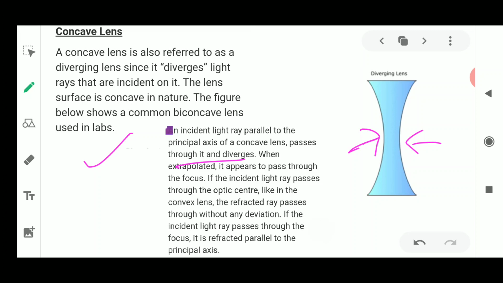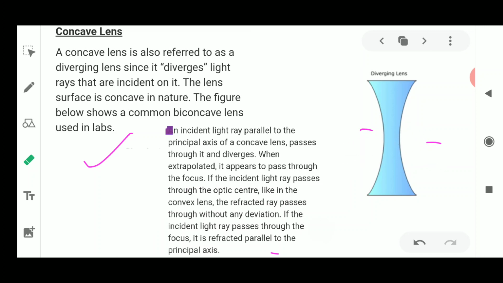Now, when we extend these lines, they appear to meet at the focus, fine. And if the incident ray is passing through the optical center, it is not refracted at all. Next, if the incident ray is passing through the focus, it is refracted parallel to the principal axis. So this is all about the laws which we will discuss later.